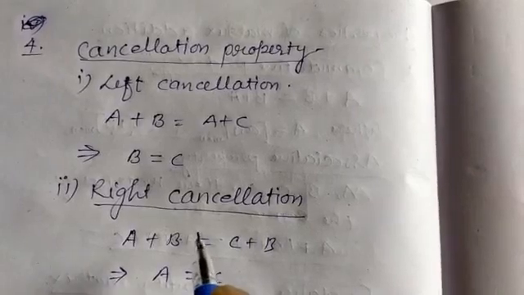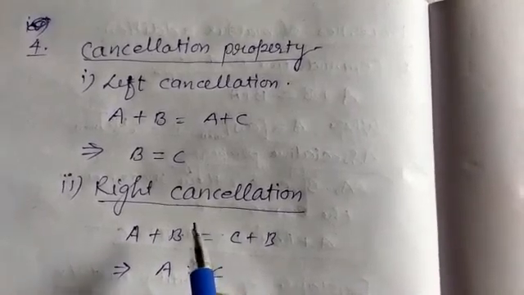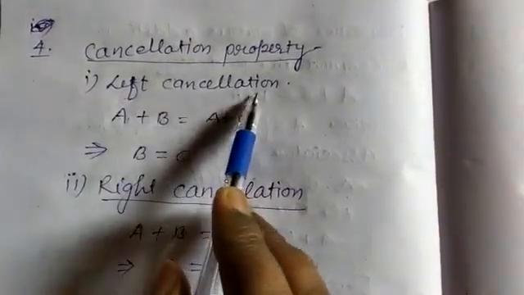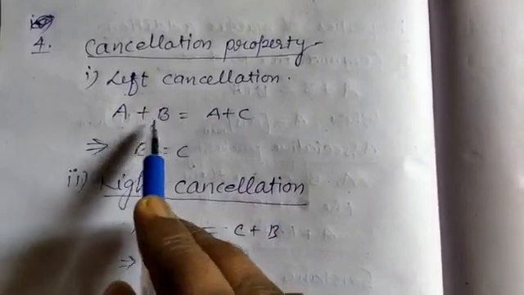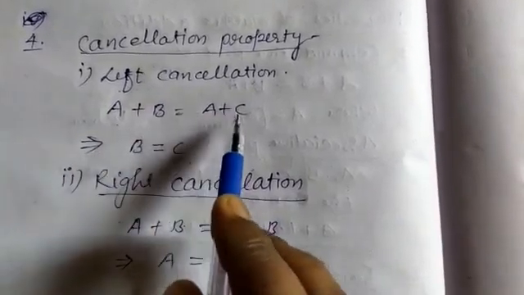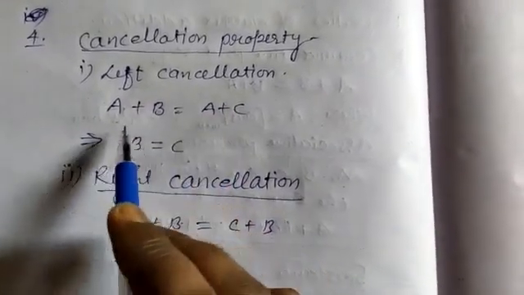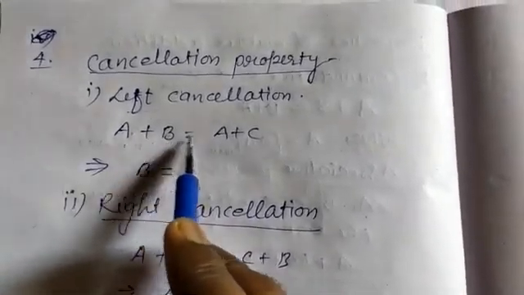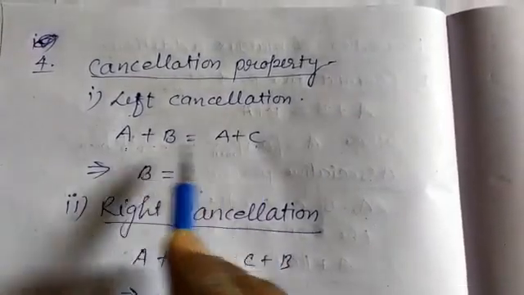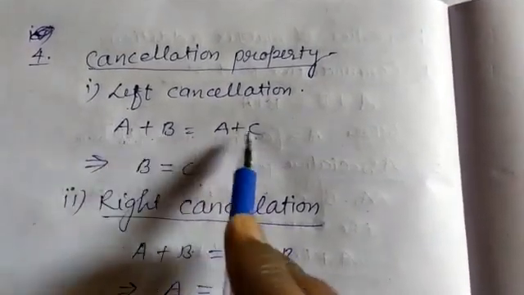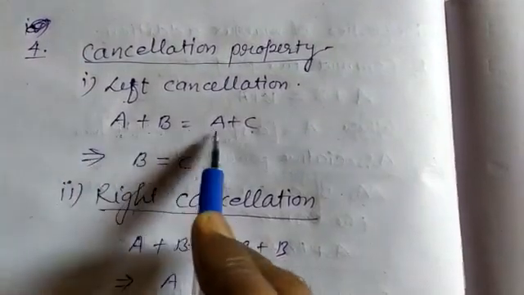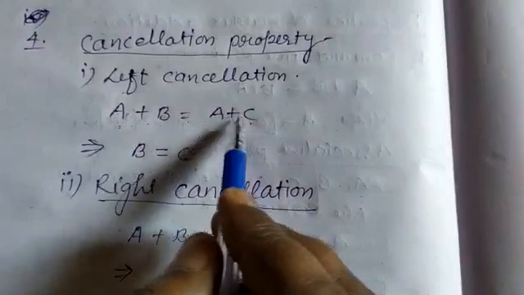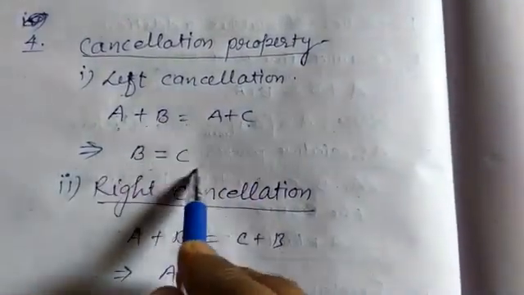The next property is the cancellation property. There are two cancellation properties. First is left cancellation. Suppose there are two matrices A and B of the same order, and C is also another matrix of the same order. If A plus B is equal to A plus C, then on the left side the equal matrix A will be cancelled. This property is called the left cancellation property. It means B will be equal to C.